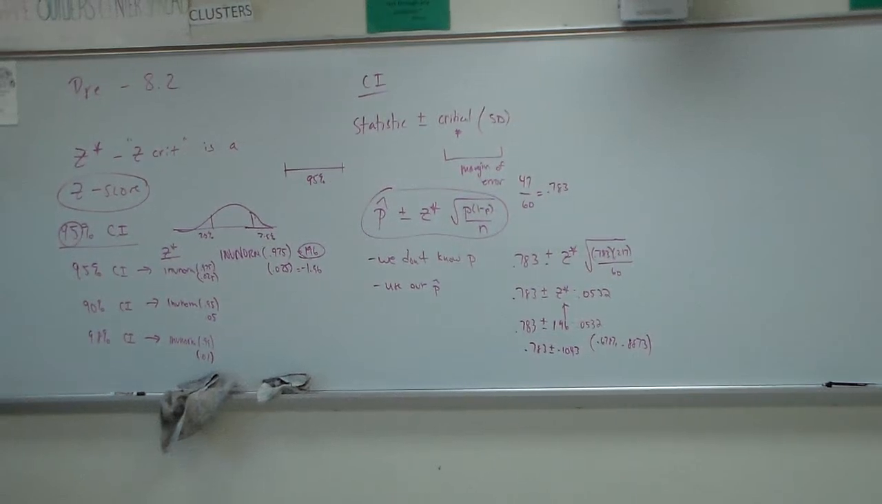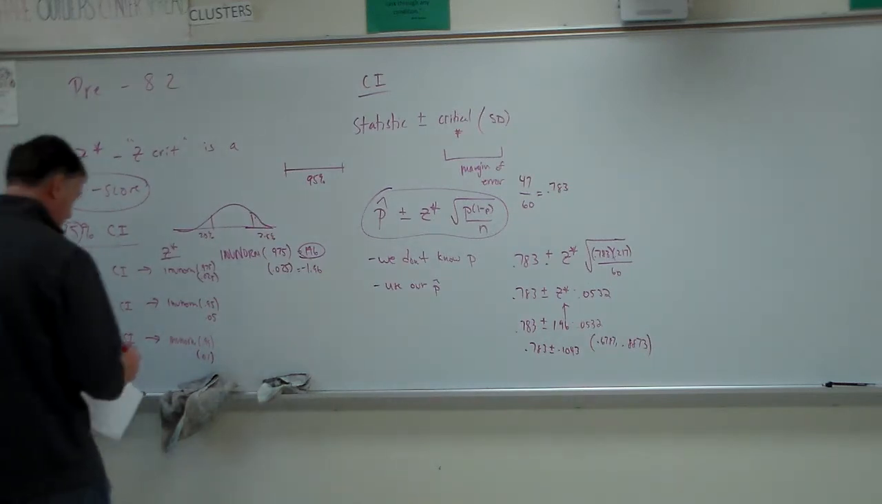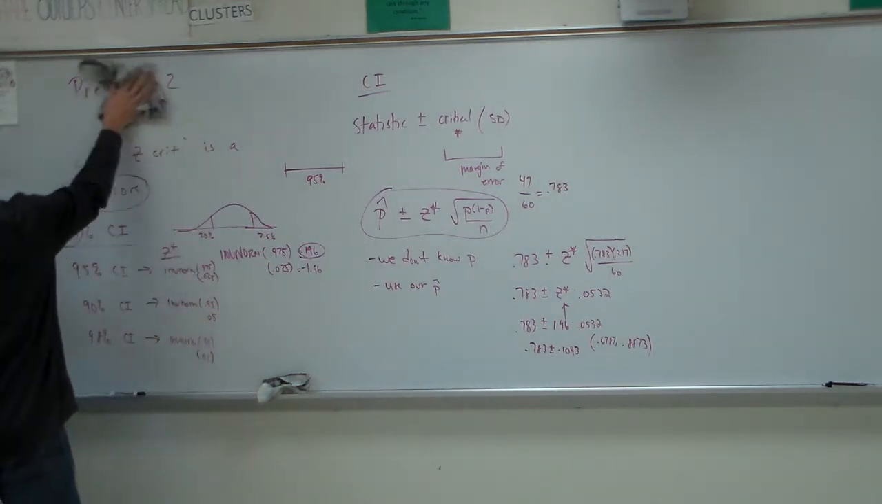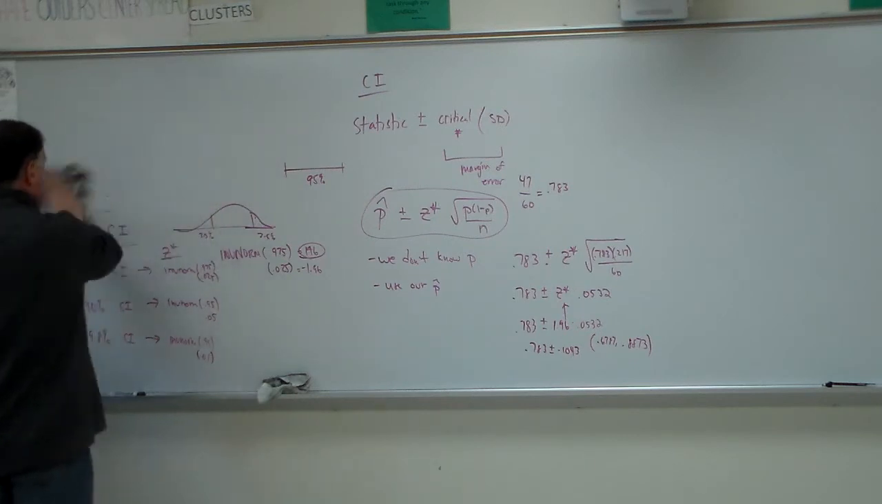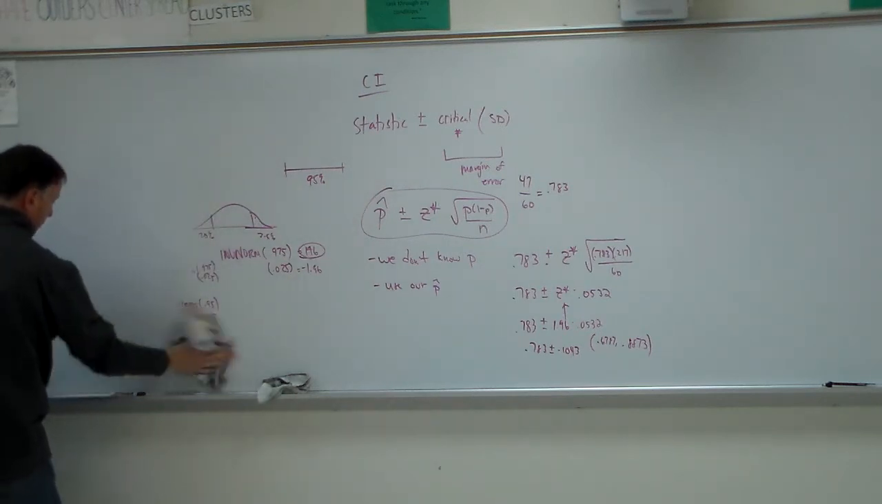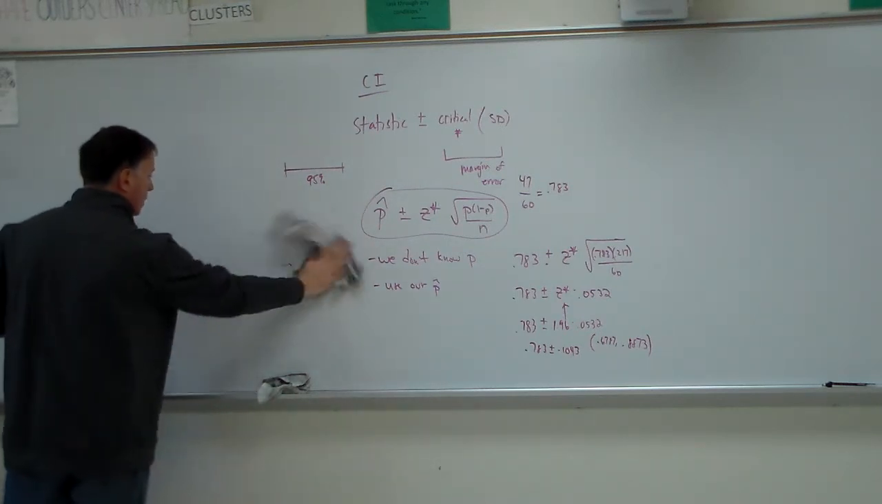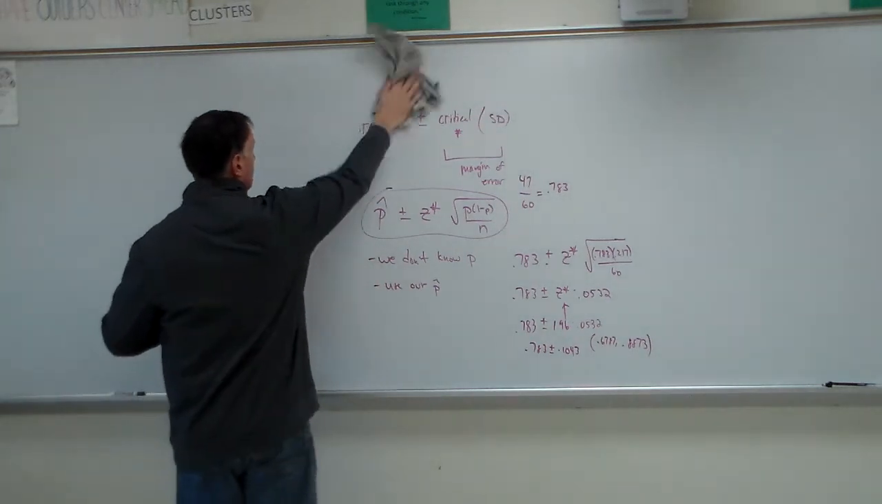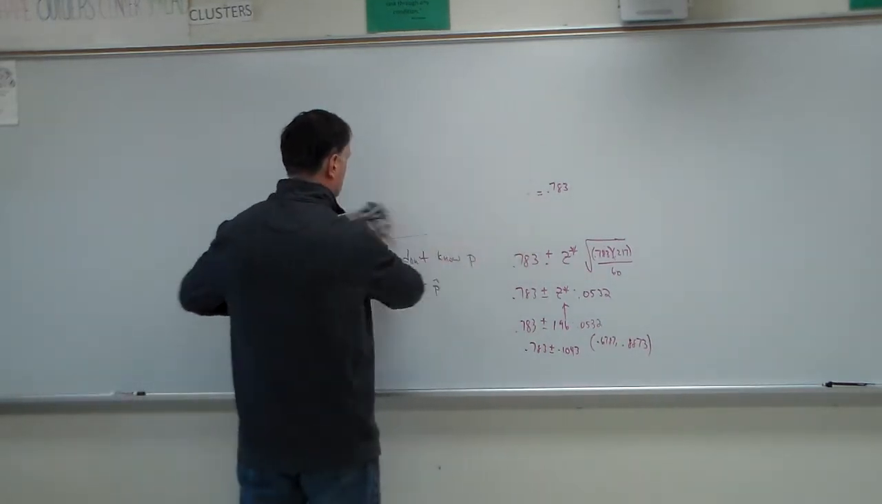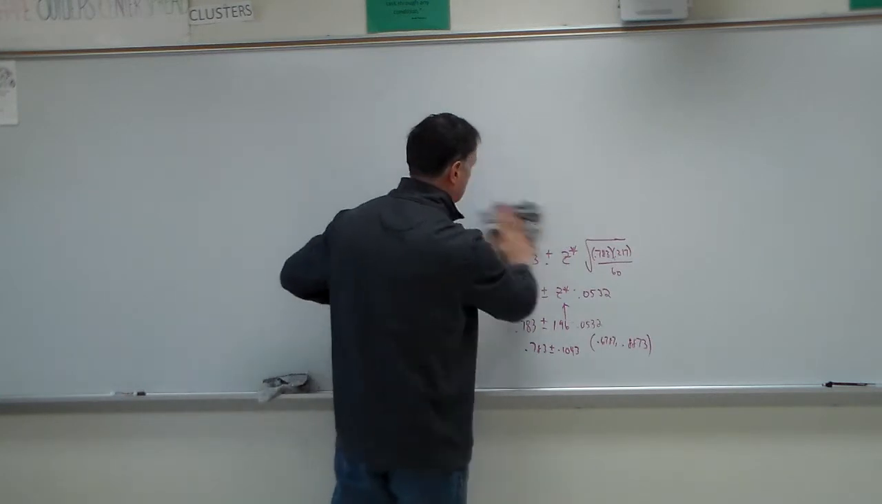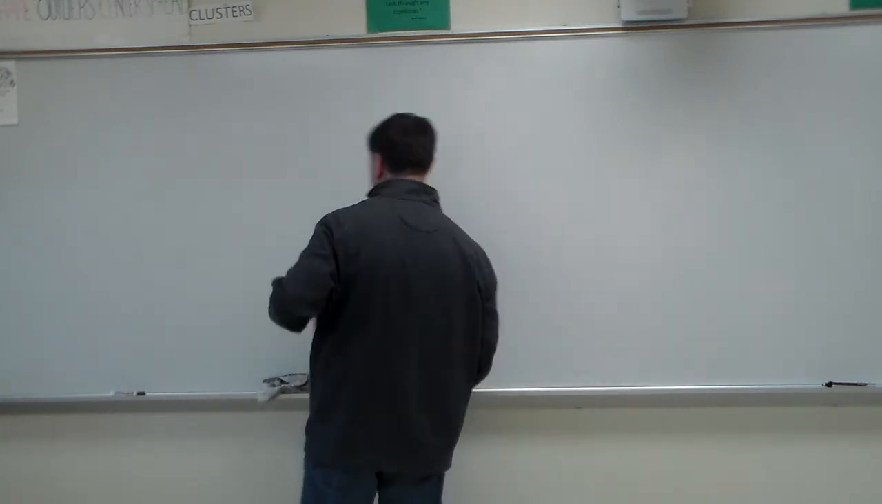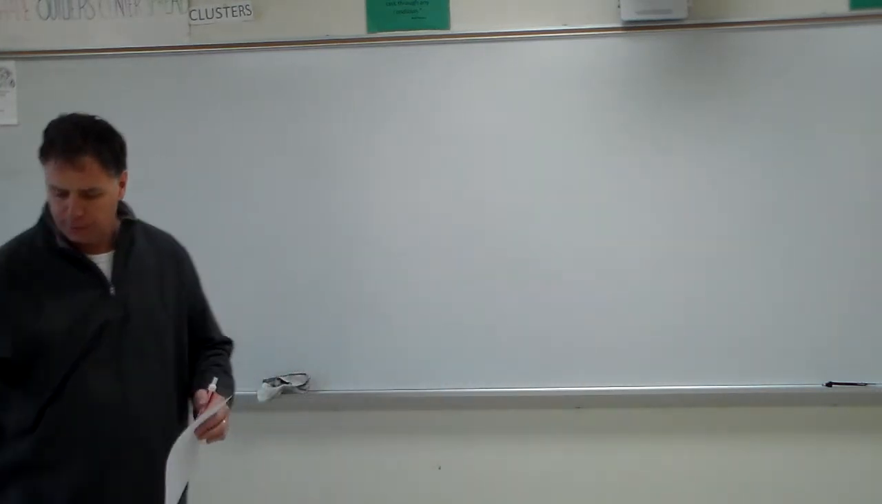All right, so let's do a confidence interval for proportions. You learned how to find the critical z's in the last video. Now we are going to do a confidence interval for proportions.